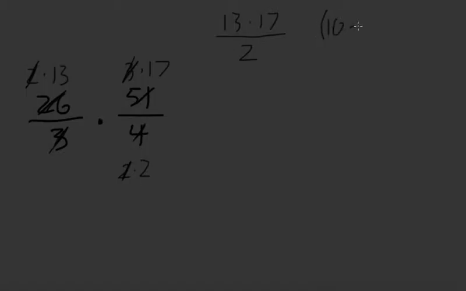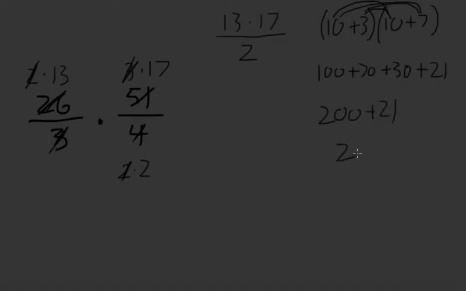So 13 is the same as 10 plus 3, and 17 can be rewritten as 10 plus 7. All right, distribution property says do 10 times 10 first, then 10 times 7, then 3 times 10, and then 3 times 7. So 10 times 10 is 100, and 10 times 7 is 70, and 3 times 10 is 30, and 7 times 3 is 21. Well, that's 170, and 200 plus 21 is 221.